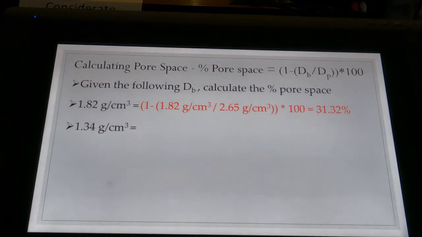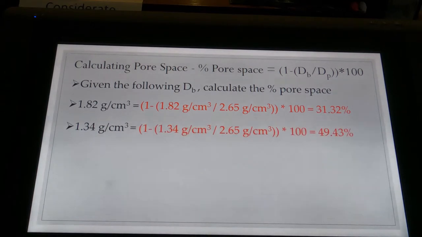31.32%. So I got pretty close. Again, remember, I also had a little bit of rounding error in there. So if you had 31.4 or 31.2 or 30.9, there's a little bit of error because of the way we do our calculations. Once I do that math of 182 divided by 2.65 and I get this big long decimal, I'm just gonna subtract that from 1, and then multiply by 100. It might be different, so don't get too hung up that it wasn't the exact answer. Did you get in the ballpark? And then 49.43 for the other.